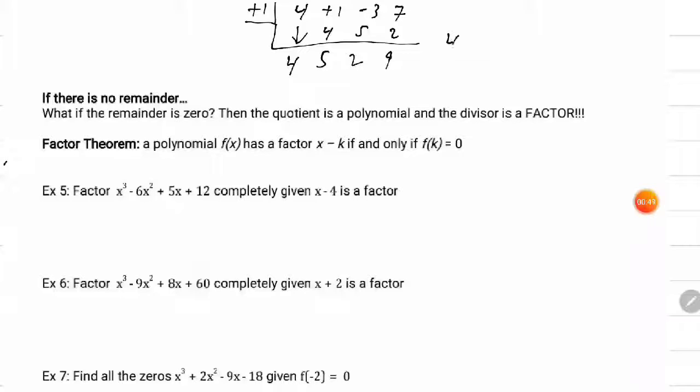So my answer is 4x squared plus 5x plus 2 plus 9 over x minus 1, because that's what we're dividing by. Okay, remember, this is our remainder. So what if there is no remainder? If the remainder is 0, then the quotient is a polynomial and the divisor is a factor.